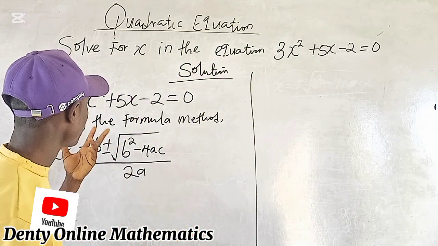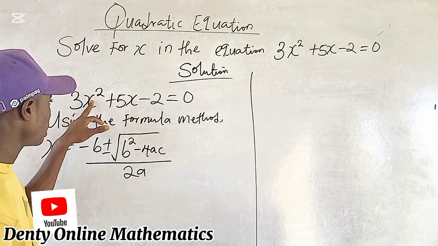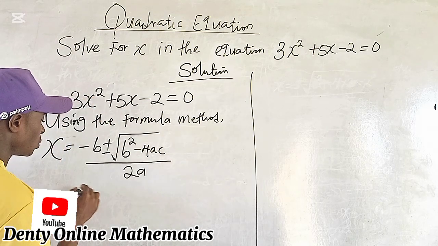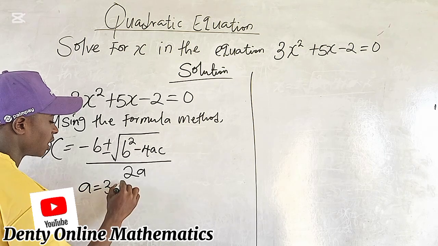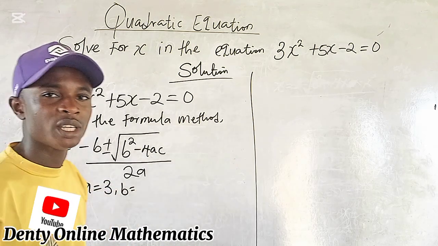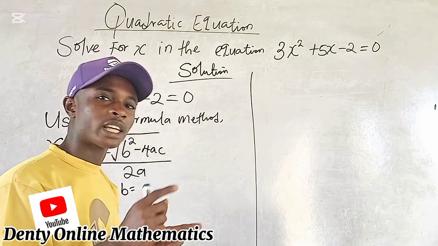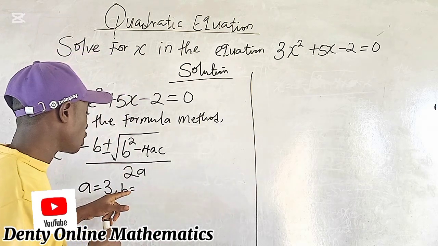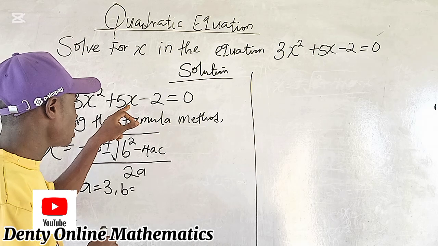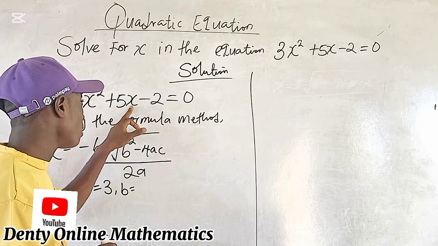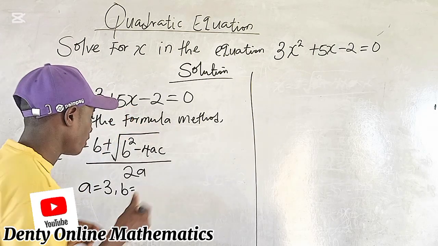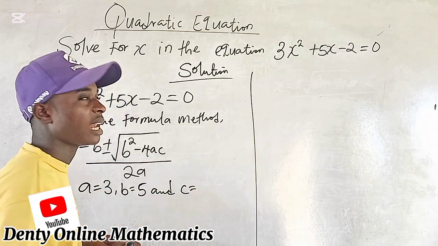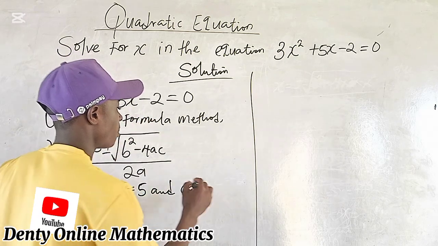So a is the coefficient of x squared. What is x squared? This is x squared. So what is the coefficient of x squared? The number behind it is what? 3. So a is equal to 3. Now what is b? b is the coefficient of x, the number behind x, which is what? 5. So b is equal to 5, and then c is equal to the last one, which is what?